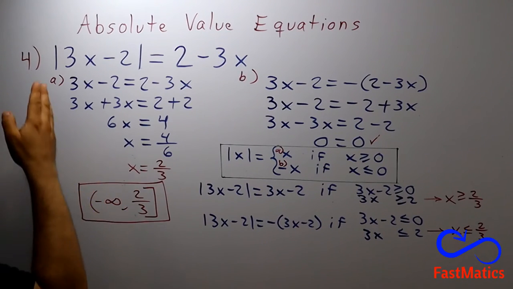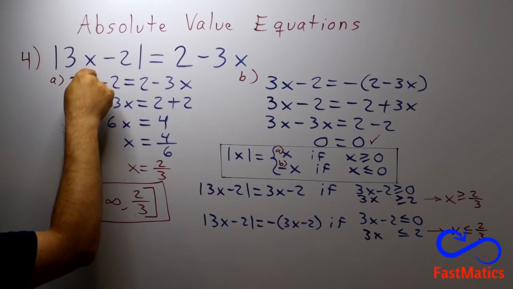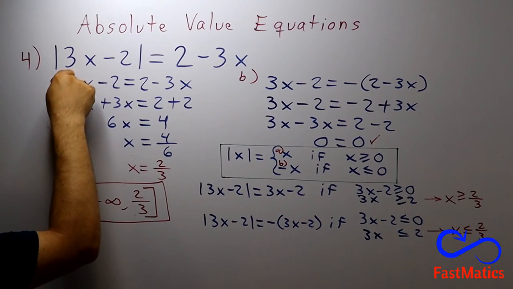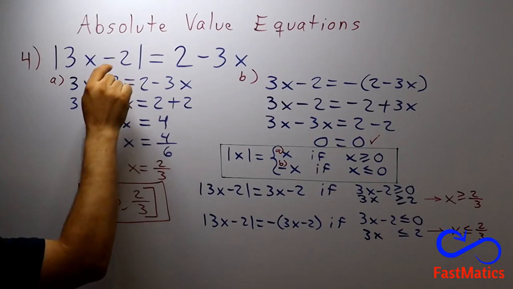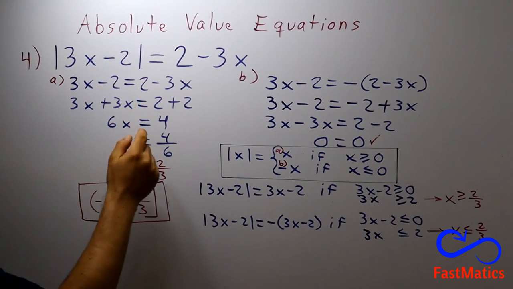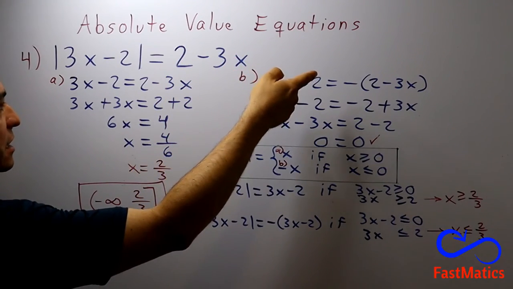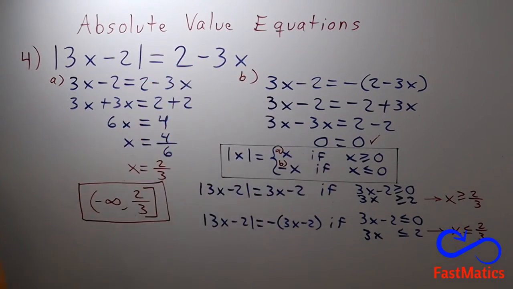If I replace the x with a negative 10. Negative 10 times 3, negative 30. Minus 2, negative 32. Absolute value of negative 32 is 32. And 2 minus 3 times negative 10 is plus 32. So it is correct. The answer of this equation is here.